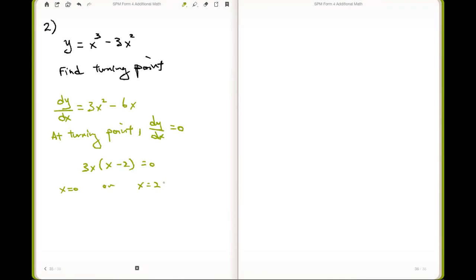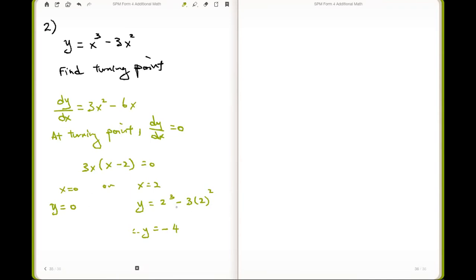In order to get the turning points, when x equals 0, my y will be equal to 0. When x equals 2, my y equals 2 cubed minus 3 times 2 squared. So therefore, my y will be equal to 8 minus 12, which is negative 4. So I have two coordinates, (0, 0) and (2, negative 4).